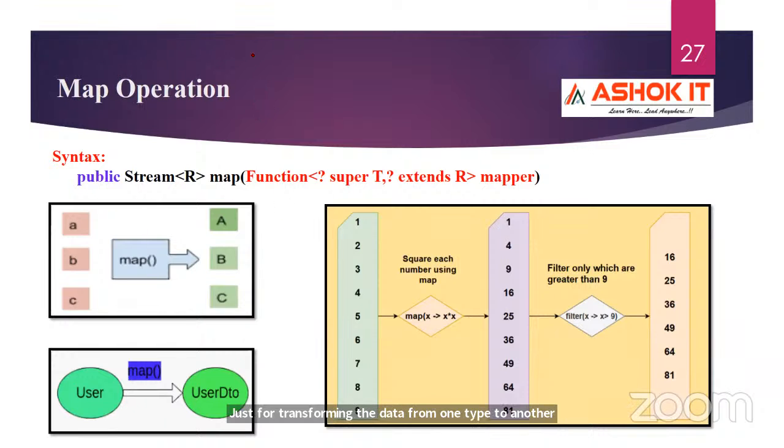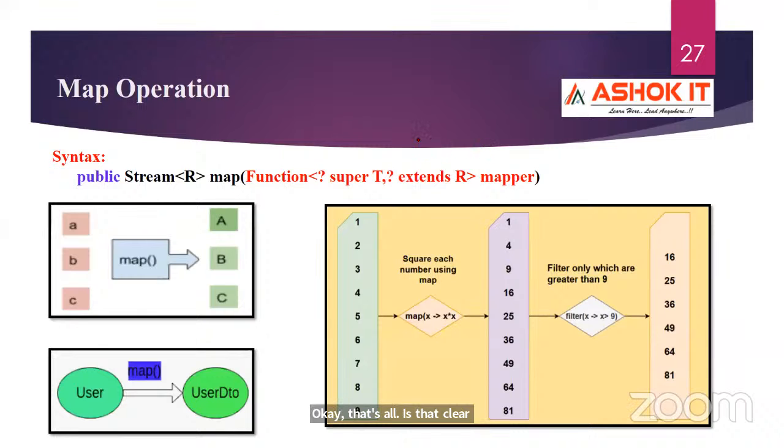Just remember this example: User and UserDTO. I'm just giving you the example. User is one object, UserDTO is another Java object. If you want to convert the User object into UserDTO, you need to go for what? Map. Is that clear? Fine.